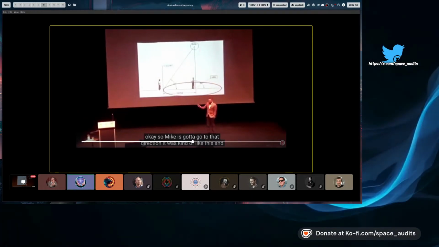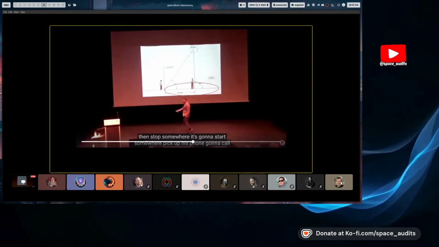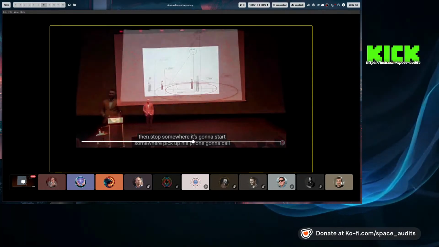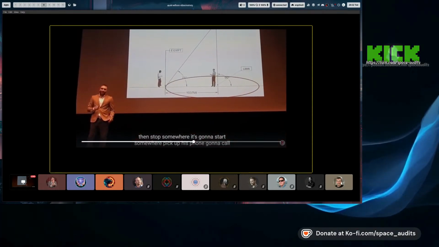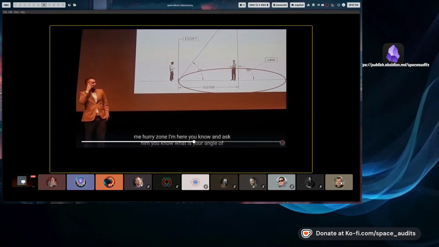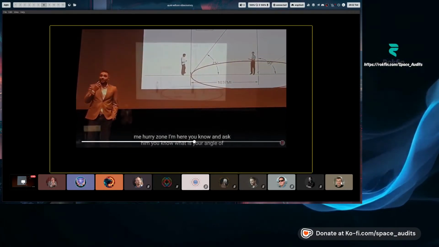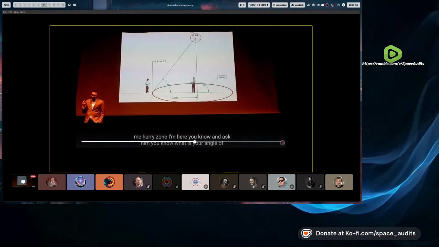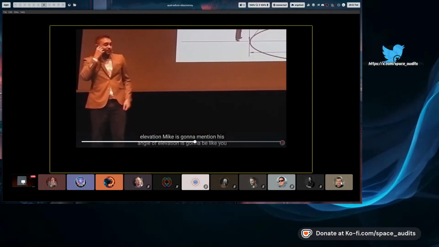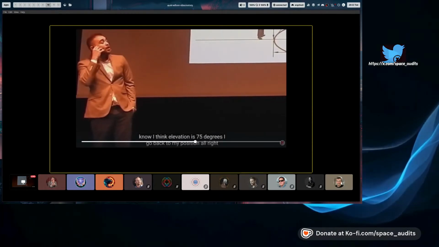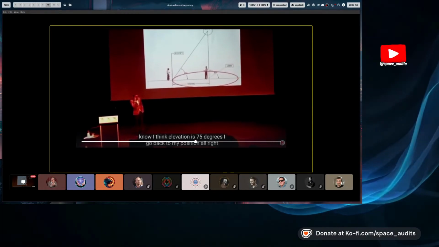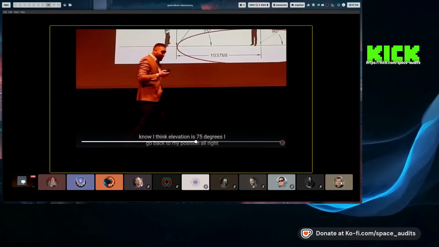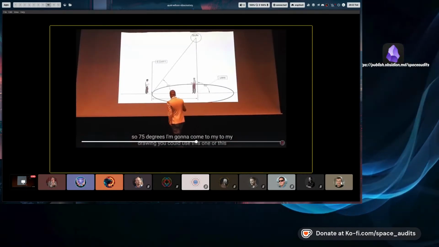So Mike is going to go in that direction. He walks kind of like this, and then he's going to stop somewhere. He's going to pick up his phone and call me, hey, dog, I'm here. And I will ask him, what is your angle of elevation? Mike is going to measure his angle of elevation. He's going to be like, I think my angle of elevation is 75 degrees. I'll go back to my position. All right, so 75 degrees.